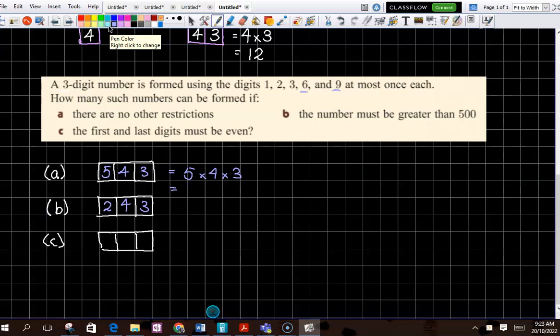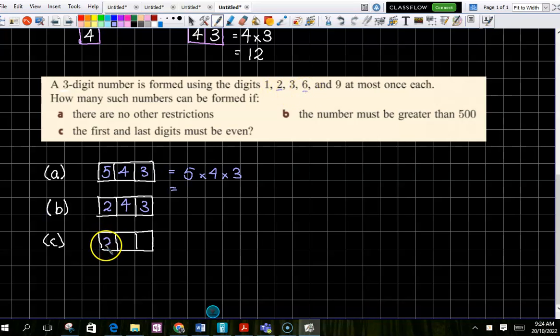All right, so with this one, the first and the last digits must be even. So what do we have to do then? What can we choose for the first and the last? You could start with the first or the last, doesn't really matter, but let's start with the first. How many even numbers have we got to choose from? 2, right? Again, 2 and 6.